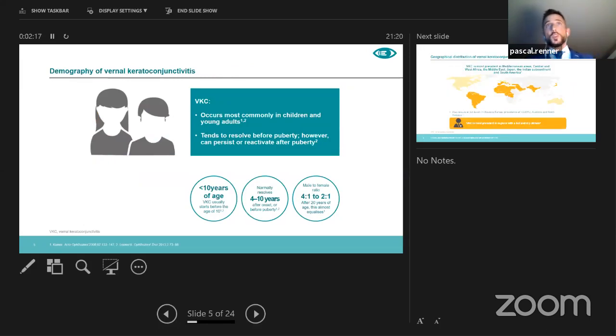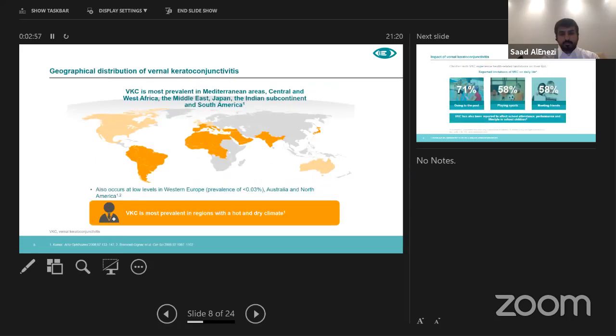Obviously, as you know, vernal keratoconjunctivitis concerns mostly children, declares usually under 10 years of age, and luckily for a large number of these patients, it resolves by itself during puberty. You will have more male than female patients, and the only epidemiological data that I found about Saudi Arabia indicated that in the pediatric ophthalmic unit, it's about 1% of patients. It's really very rare.